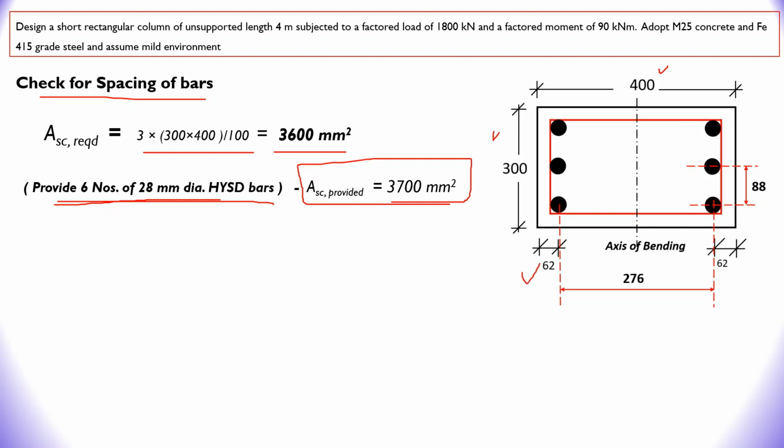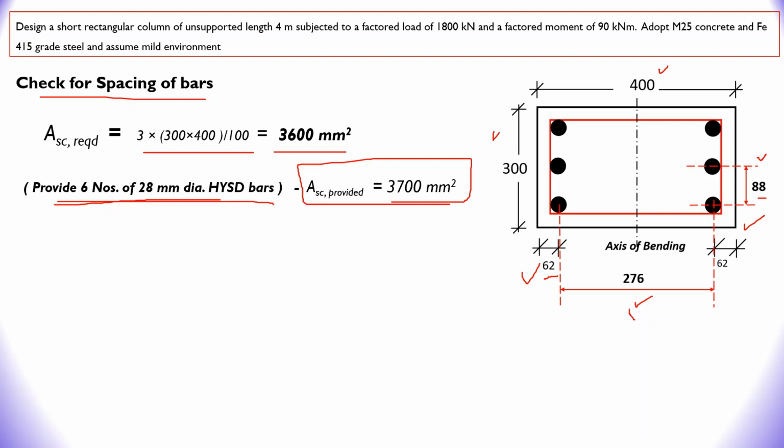And the effective cover which we are getting is 62 millimeter. Now the distance between these two bars we are getting is 276, so it's okay. And along this direction we are getting 88 millimeter center to center spacing. This 88 millimeter center to center spacing is sufficient, because the minimum spacing required should be at least 5 mm above the diameter, or you can say the nominal size of the aggregate. So it is quite sufficient.